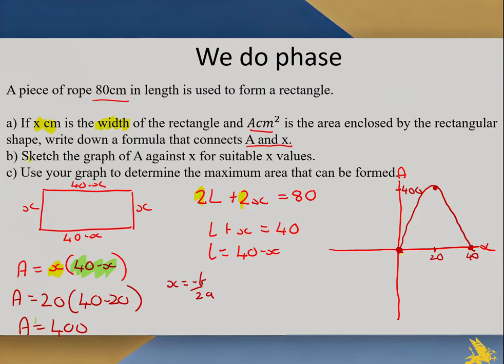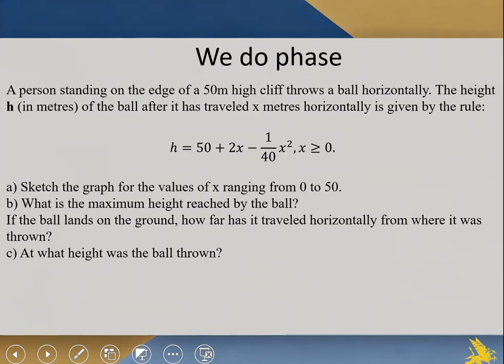So this also answers part C. Use your graph to determine the maximum area that can be formed. The maximum area is 400 centimeters squared. And let's look at the next question.